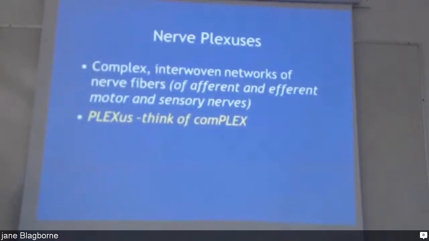Nerve plexus. That's where the nerves are interwoven, a complex area, so plexus is complex. They carry afferent and efferent, and sensory nerves are all in those nerve plexuses.